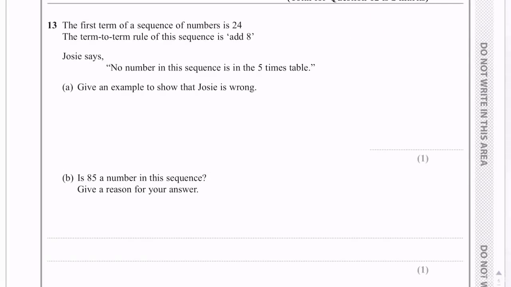The first term of a sequence of numbers is 24. The term-to-term rule is to add 8. No number in this sequence is in the 5 times table. Show that Josie is wrong. So we could just keep going on. 24, add 8 gives you 32. Add 8 again gives you 40, and there we go. 40 divided by 5 equals 8 in the 8 times table.